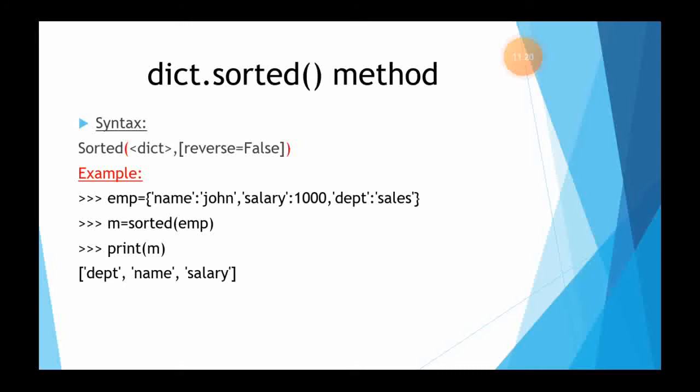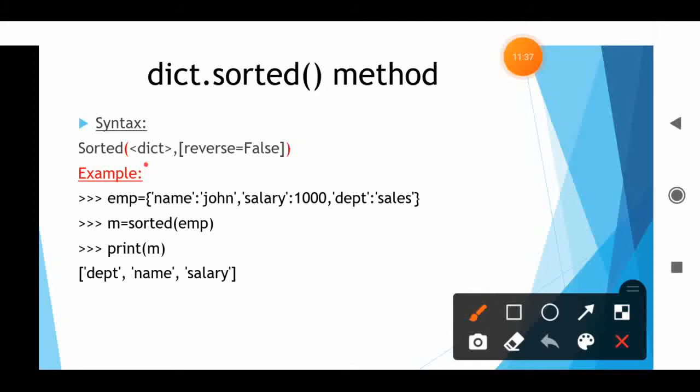The next method is the dict sorted method. Sorted, dictionary name. From the name itself you know that we are going to sort the keys of the dictionary. What is the syntax for writing this? Sorted, in the bracket dictionary comma reverse equal to False. It is optional. If you want to arrange the dictionary in descending order, you can use this reverse argument.